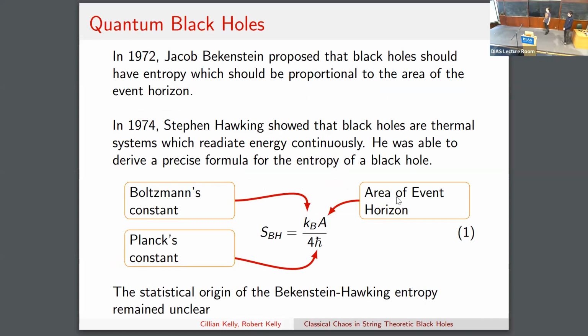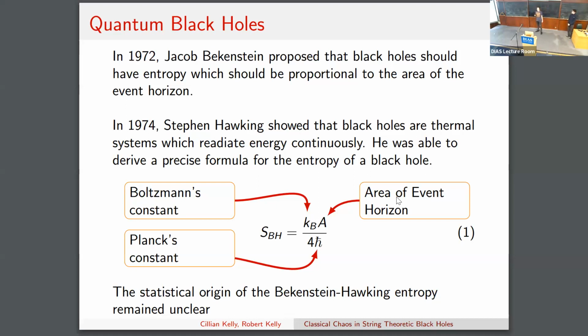So he suggested black holes should have an entropy, and furthermore, he suggested the entropy should be proportional to the area of the event horizon of the black hole. Then 2 years later, in 1974, Stephen Hawking studied quantum effects in space-time around a black hole, and he found that black holes are actually thermal systems, so they radiate energy continuously, and they have some non-zero temperature known as the Hawking temperature. And furthermore, he was able to provide a precise formula for the entropy of a black hole. It's shown here. And the key physical feature would be the entropy of the black hole is proportional to the area of the event horizon, just as Bekenstein said it should be. So this is great.